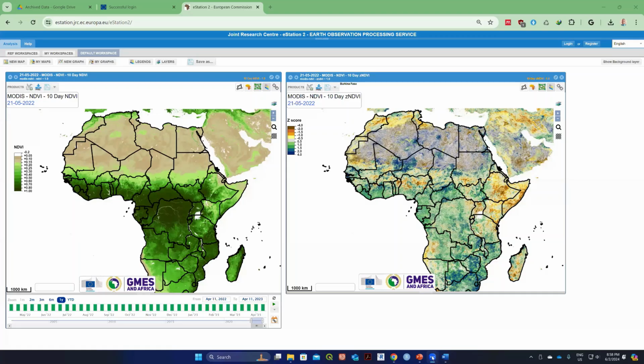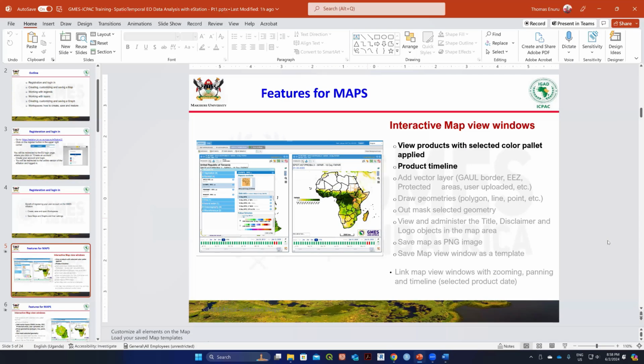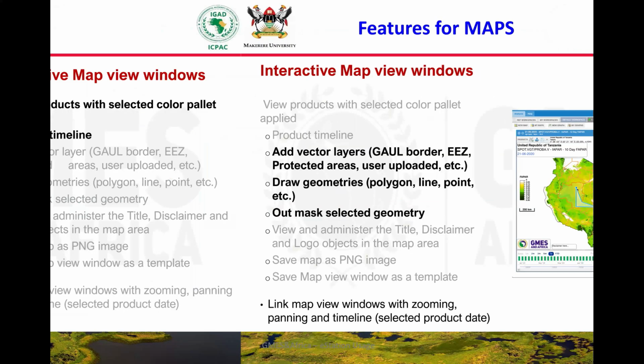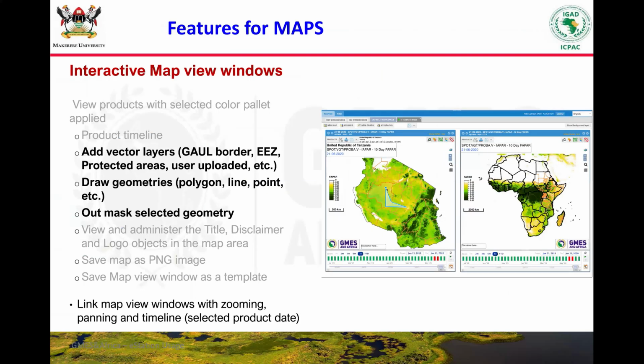So resuming to our presentation, we looked at a couple of things. We added a map, looked at the product timeline, and then the next thing we did was to add vector data sets. And we have not yet done the drawing of geometry and masking of the data or the product to the geometry.